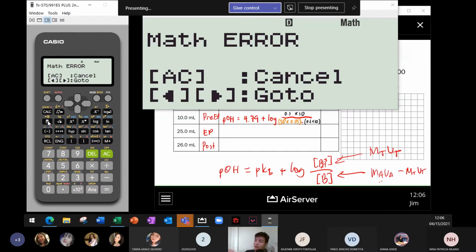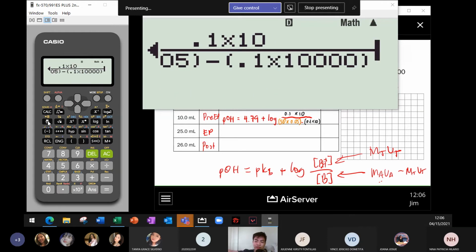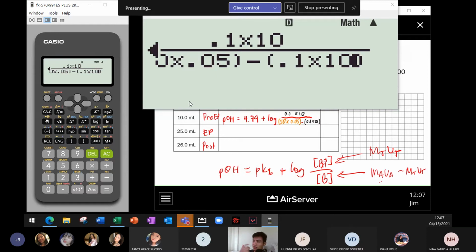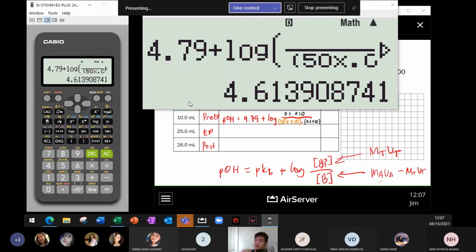Kunwari, math error. Pindutin nyo yung left-right, no? Sasabihin nun kung saan kayo nagkamali. Kunwari, dito lumabas yung cursor. Ibig sabihin, somewhere here ka nagkamali. Okay. Alam nyo dapat yung sinasabi ng calcu nyo, no? Kunwari, dun siya huminto sa part ng equation. Ibig sabihin, dun may mali, no? Okay. So, ganun.